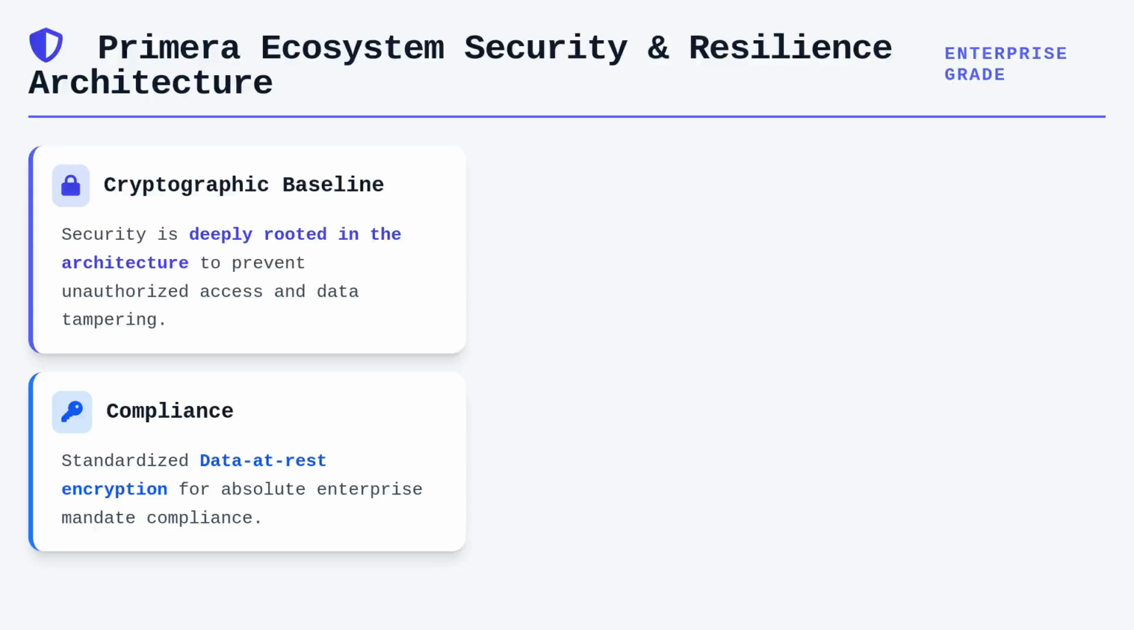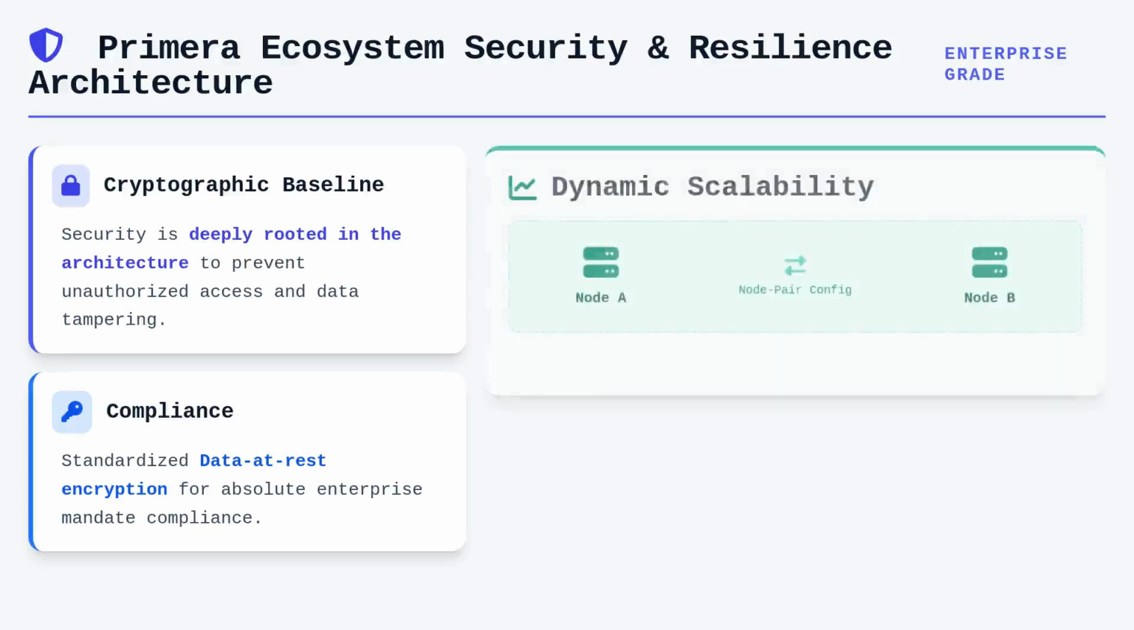Cryptographic baselines and security models within this framework are not merely add-ons, but are deeply rooted in the architecture to prevent unauthorized access and data tampering. The Primera ecosystem employs data-at-rest encryption as a standard practice, which is crucial for compliance with modern enterprise security mandates.